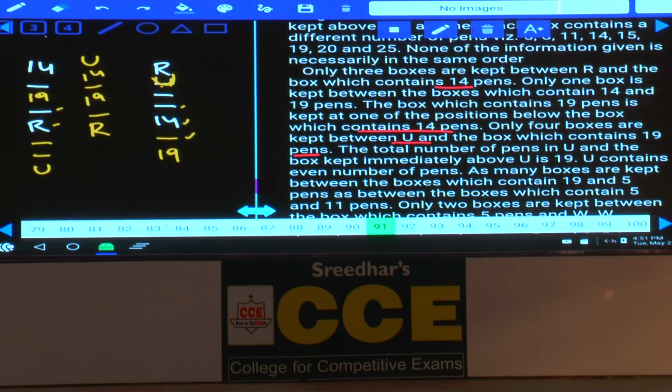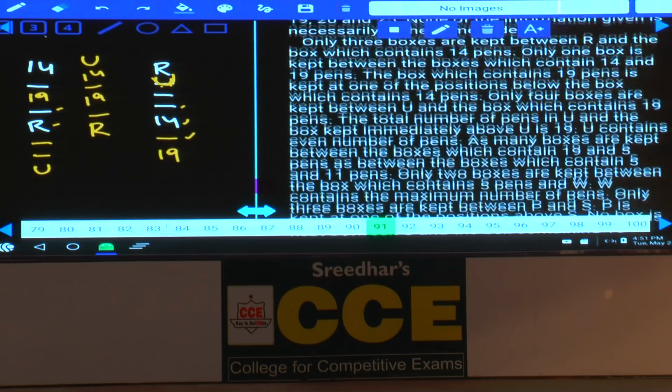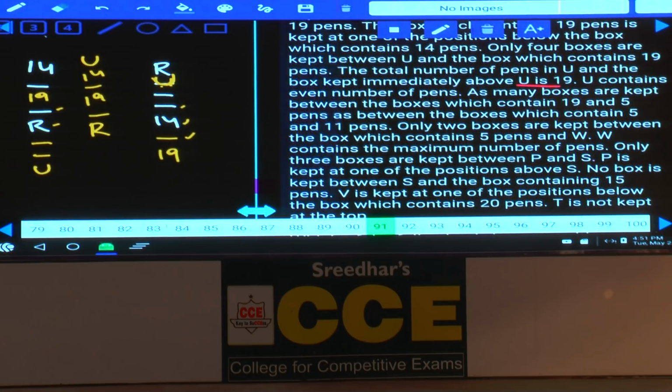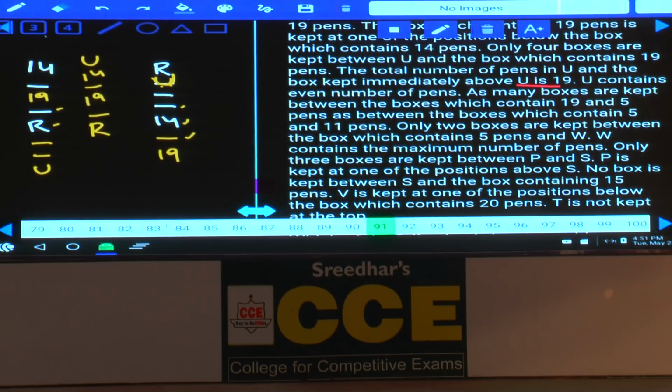And the total number of pens in U and the box kept immediately above U is 19. Now the sum of these two must be 19. And here also there is one more box above this one. Hence U and this one must be 19. Here, now R and U is 19. Are you following this one or not?